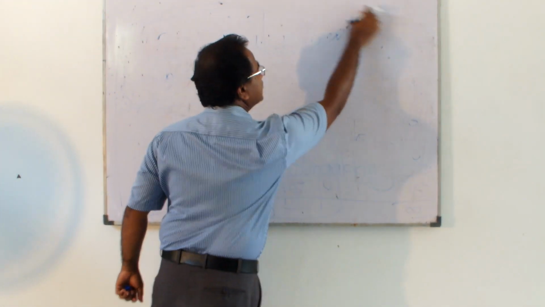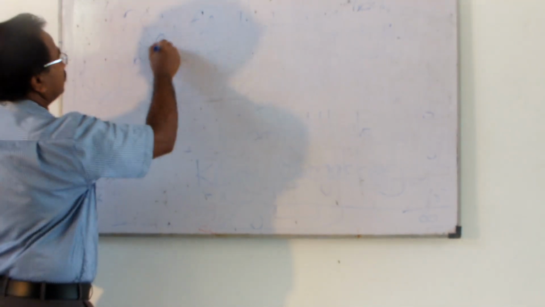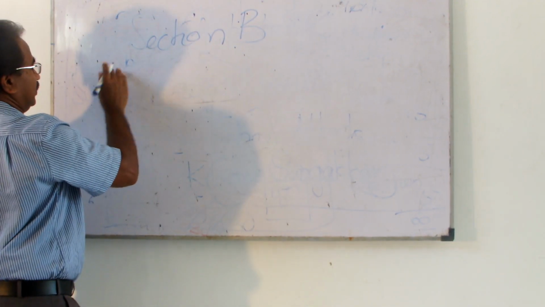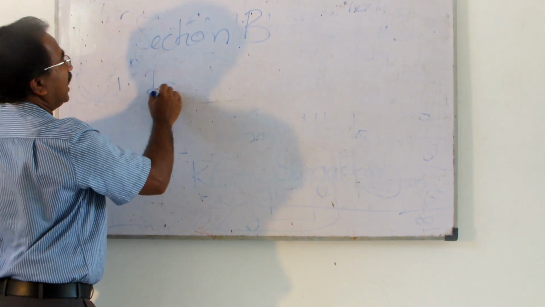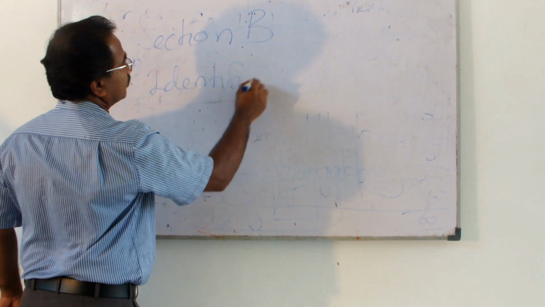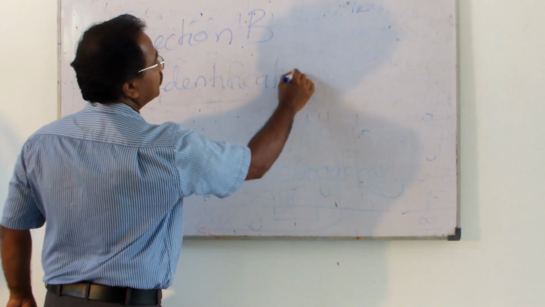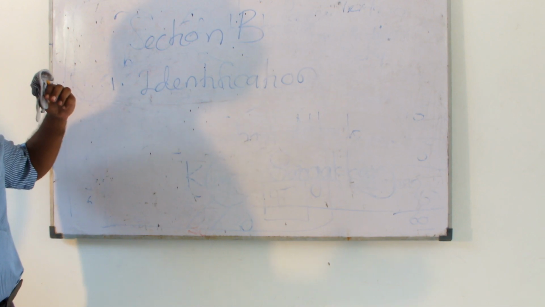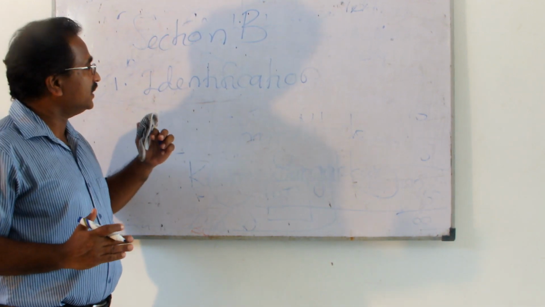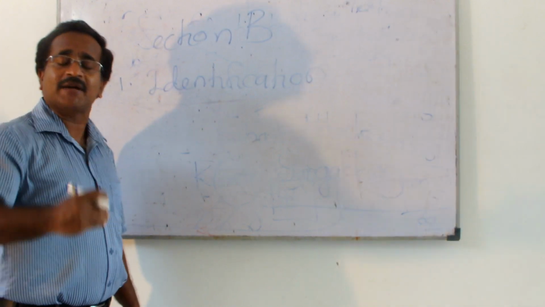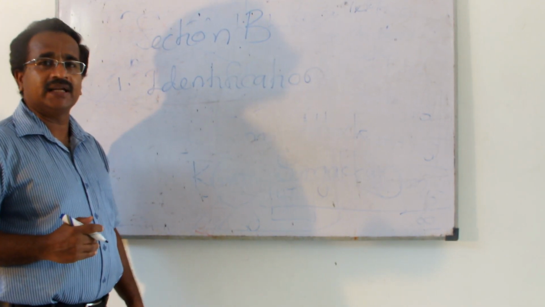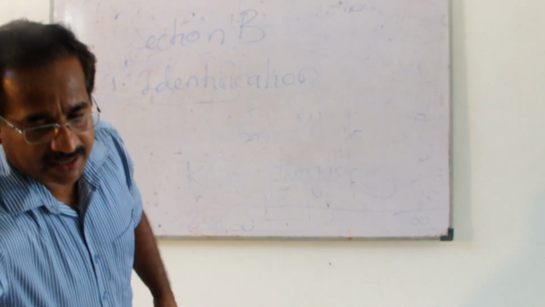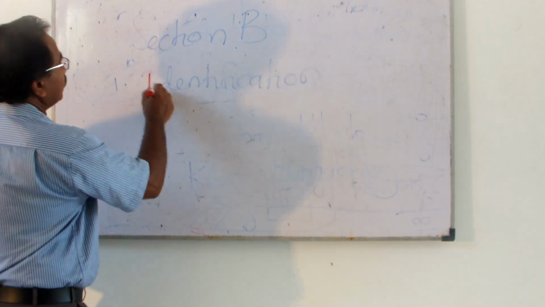Now we look at section B. Section B, again, identification. The first one is based on identification. You have to identify not the name of the literary text, but the exact place where the particular extract is taken.